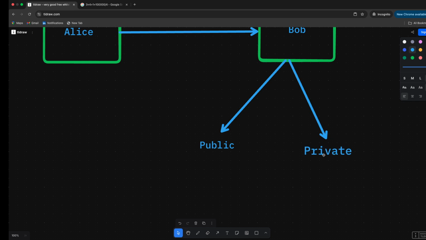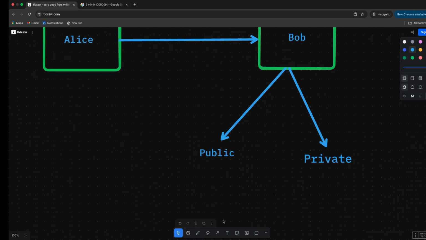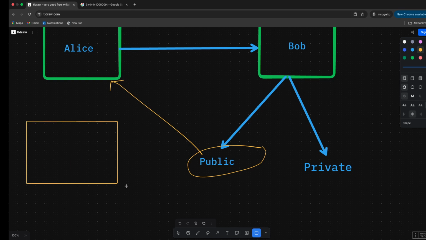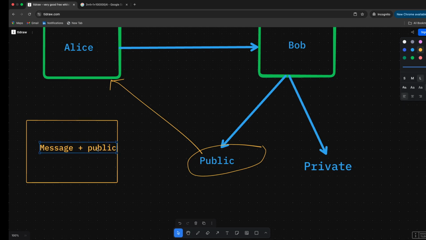So now what my private key is going to do is, I'm going to send this public key to Alice. Alice is going to perform encryption, sorry, decryption, right? So it will be the message plus the public key, which is being sent by Bob. Now this public key is available to all.